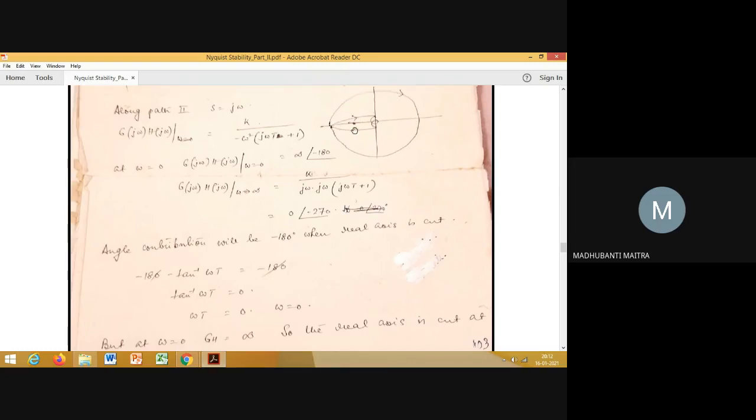Hence, these are the arrow directions. This path was moving from this point to this point, hence the arrow direction. At this point, the value of omega was 0. At this point, omega is increasing. So the arrow direction is put in the increasing direction of omega. So I'm moving along this closed contour, or GH contour, on the GH plane in the clockwise direction. In the process, I find that I'm enclosing the critical point twice in the clockwise direction.